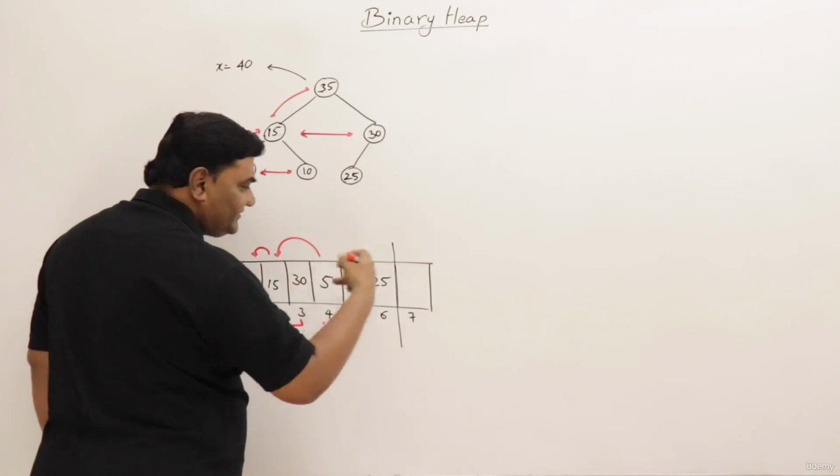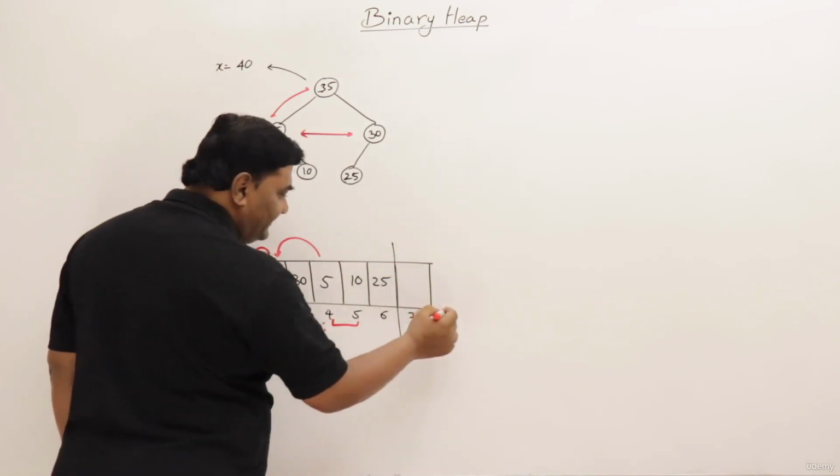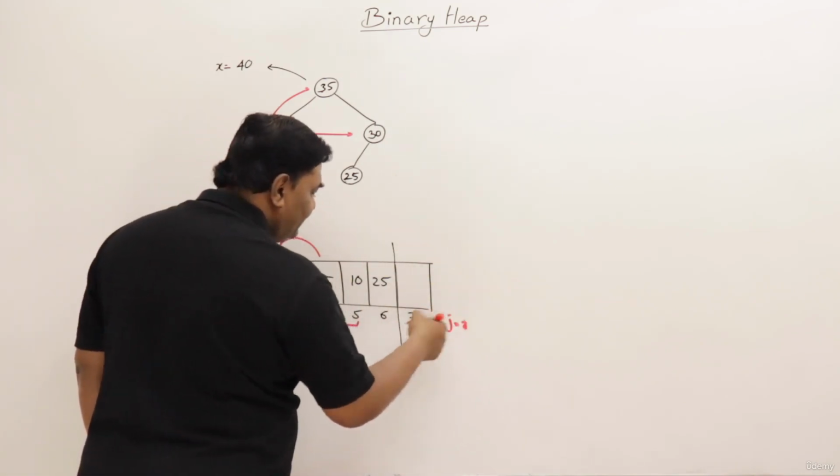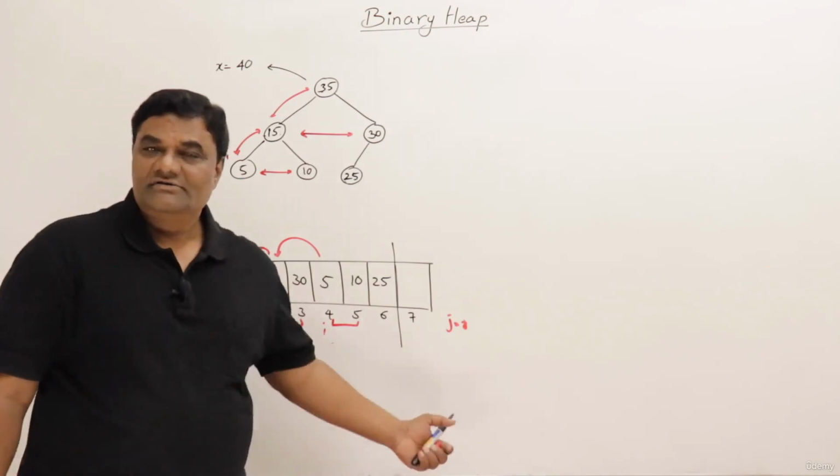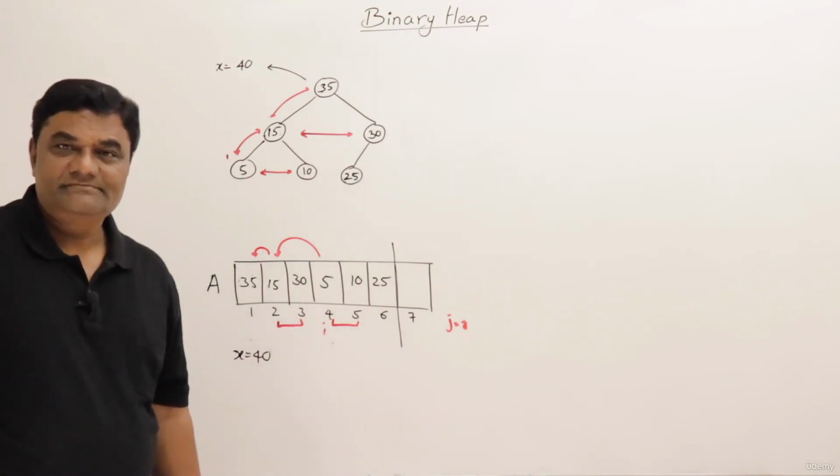Now where is the left child of this one? That is 8, 2 4 8. So 8 is outside the heap locations. So that's all. Stop. This is how deletion works.